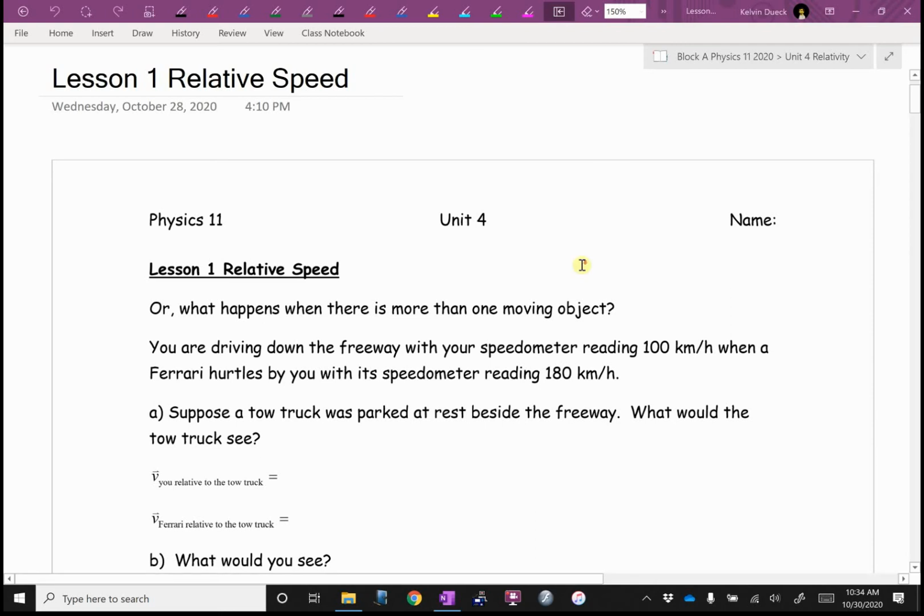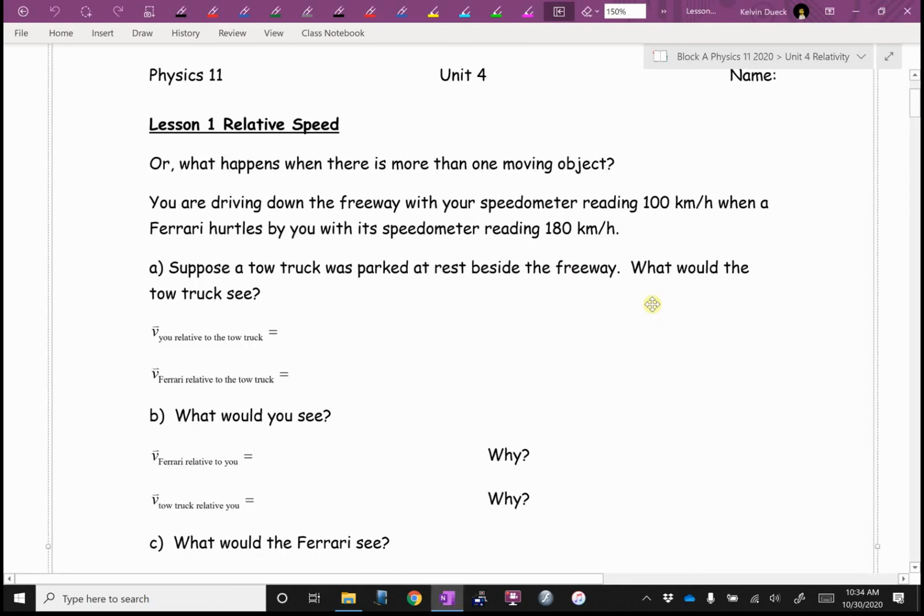Suppose you're driving down the freeway with your speedometer reading 100 kilometers per hour. When a Ferrari hurtles by you, its speedometer reads 180 kilometers per hour. And suppose a tow truck is parked at rest beside the freeway. Can I use F for Ferrari, T for tow truck, and Y for you? Okay. What would the tow truck see? I'm going to write this as the velocity of you relative to the tow truck.